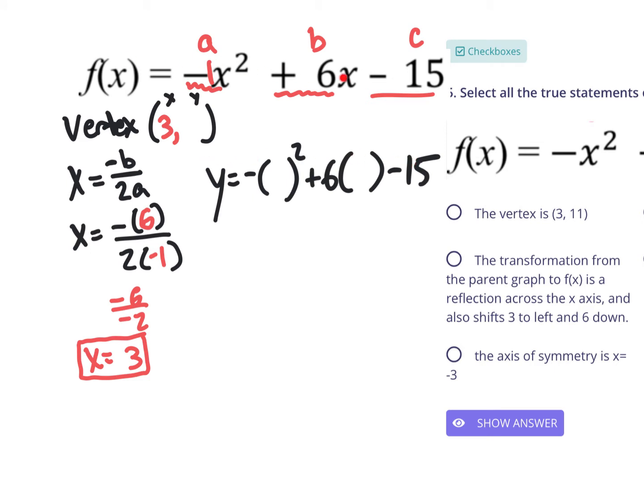I just rewrote it. And I put parentheses in place of the x's. And the reason for that is because I know what x is. X is 3. So I'm going to take this value of 3 for x and replace the x's with them. So I'm going to put those 3's inside those parentheses. And now we're going to simplify this math.